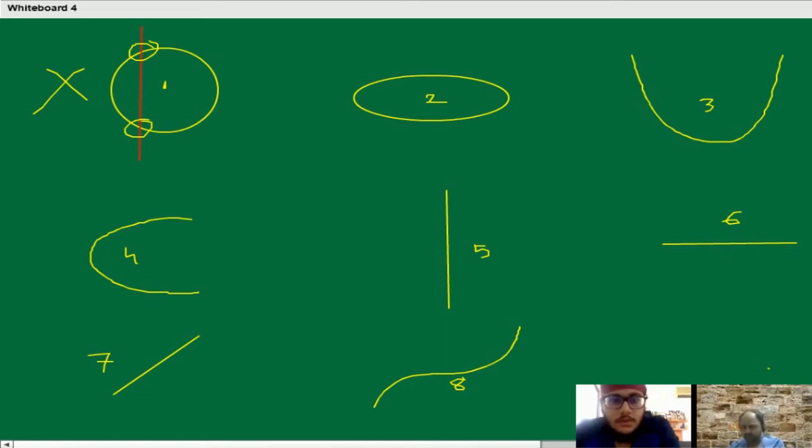Yes, sir. In this way, can you check the second one? It's called the vertical line test. We'll explain. Let's try the second one now.